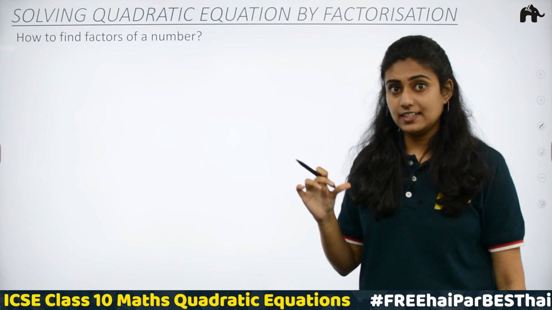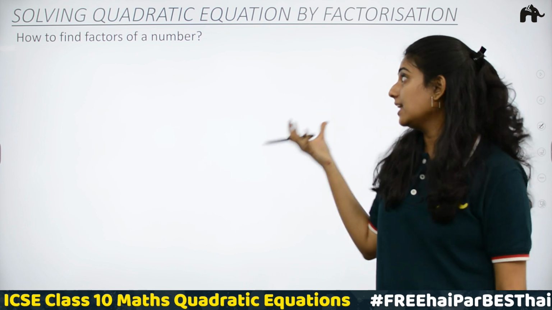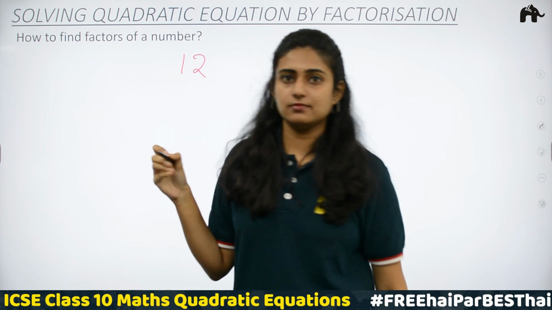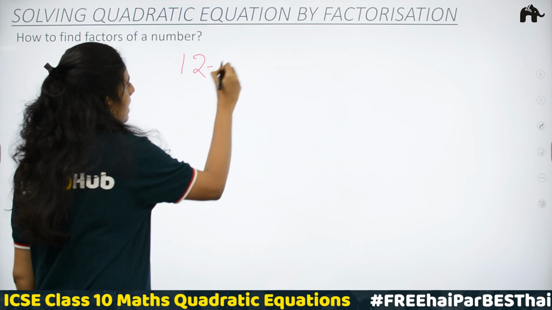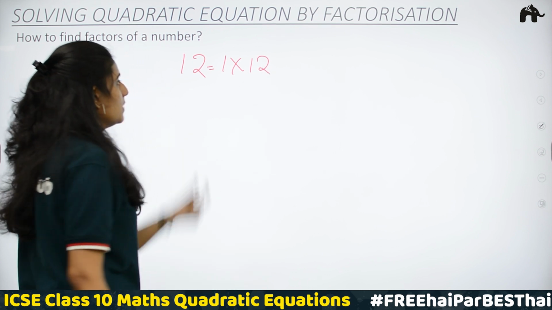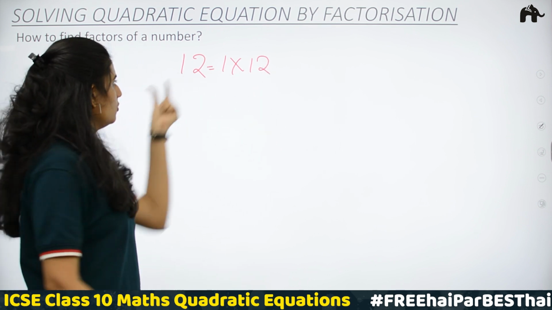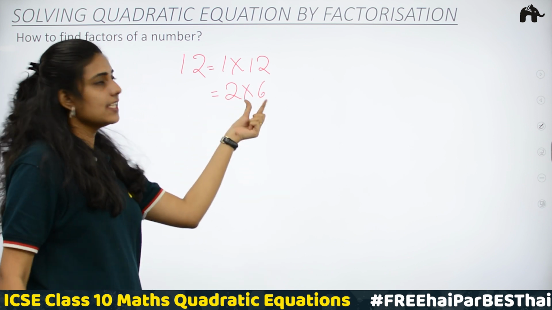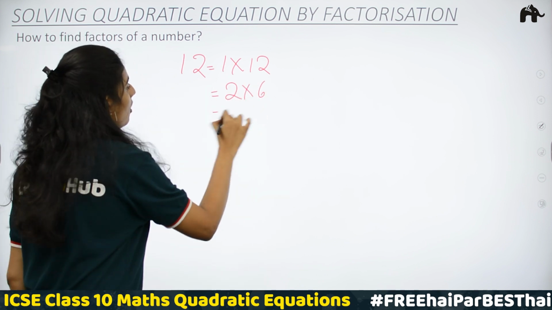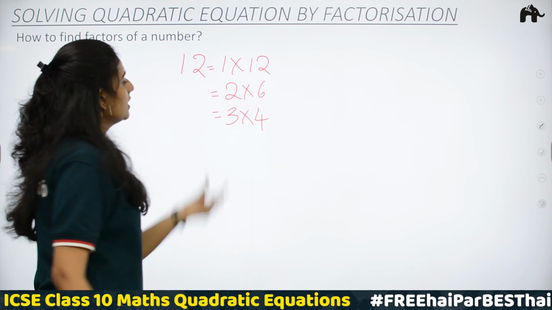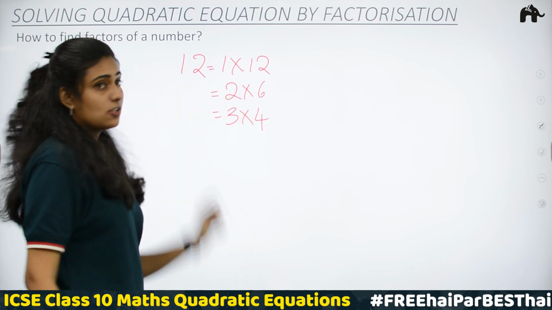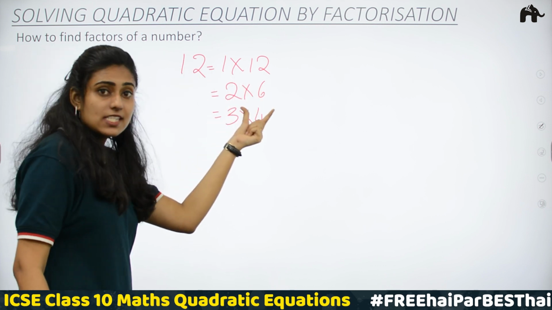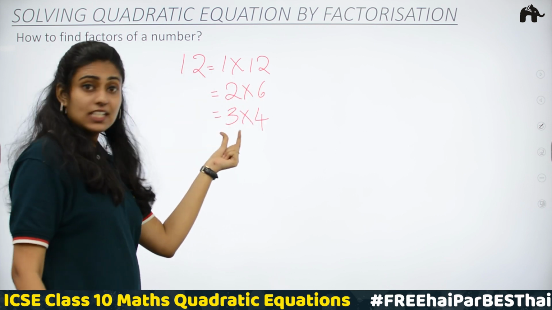We know what factors are. Let's see how to find factors first. Okay, I am taking an example with number 12. 12 can be written as 1 into 12, which means 1 and 12 are the factors of 12. Or it can be written as 2 into 6. 2 and 6 are factors of 12. Or 3 into 4. 3 and 4 are factors of 12. That is, the product of 12 and 1 is 12. The product of 6 and 2 is 12. 4 and 3 is 12.